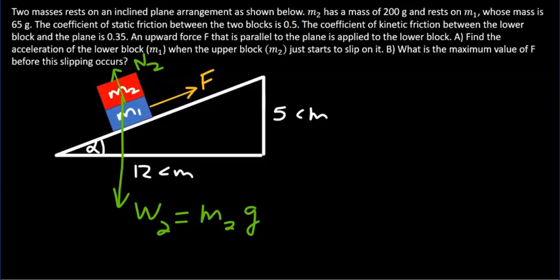Note there is static friction along that surface. M2 would tend to slip this way. So that means there is static friction acting that way. Let's call it Fs. And the static friction again acts on the surface between M2 and M1.